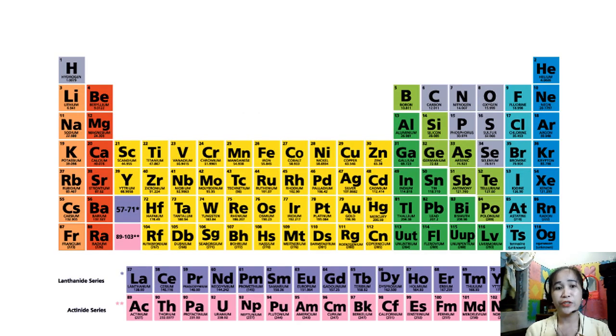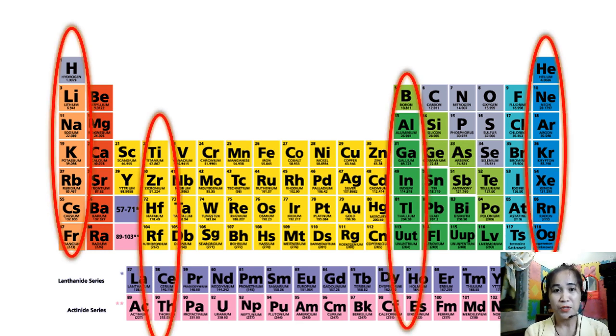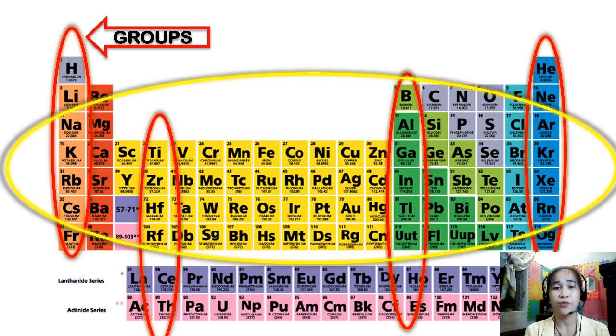So this is now the modern periodic table. The modern periodic table organizes elements in such a way that information about the elements and their compounds is easily revealed. The vertical columns of the periodic table are called groups. They are also identified as the principal families of elements. And next are the horizontal rows, which are also called periods. So for the vertical, they are groups, and for the horizontal, they are called periods.